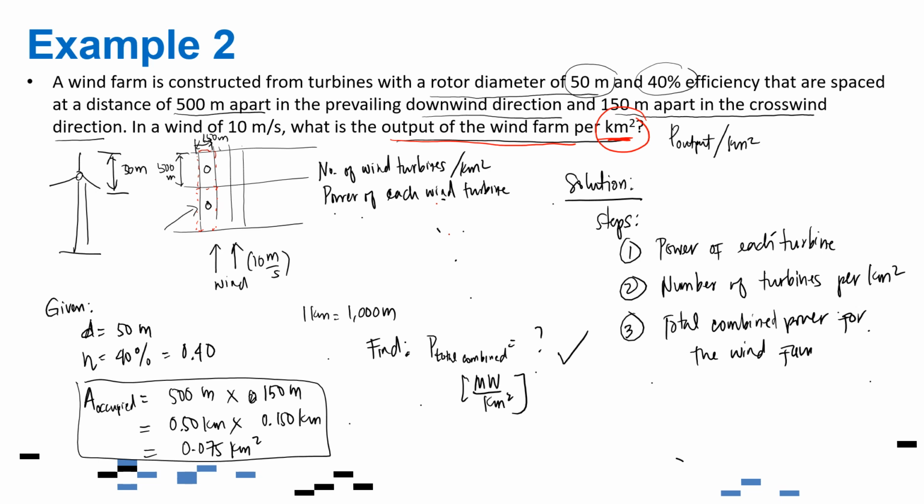Alright? So there are 3 steps that we are going to do now in order to solve this problem. So let's start with step 1. For step 1, we need to find the power for each turbine. So what is the formula for that?